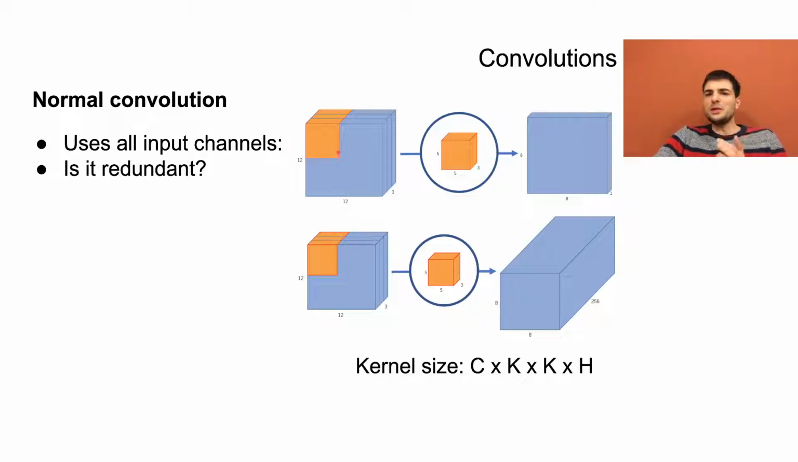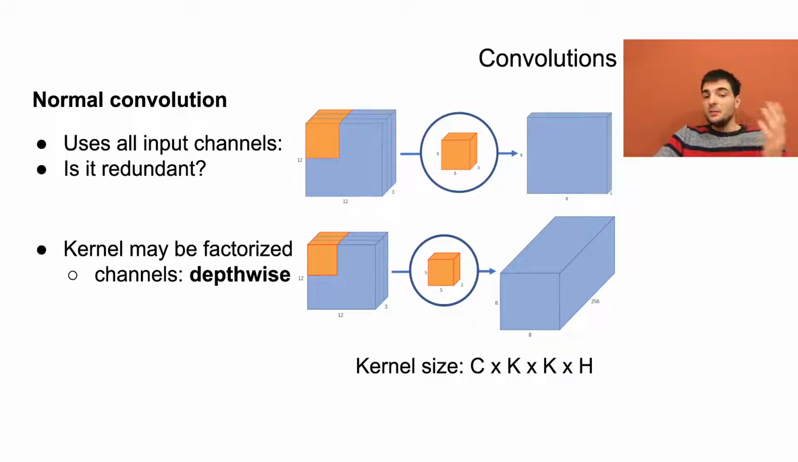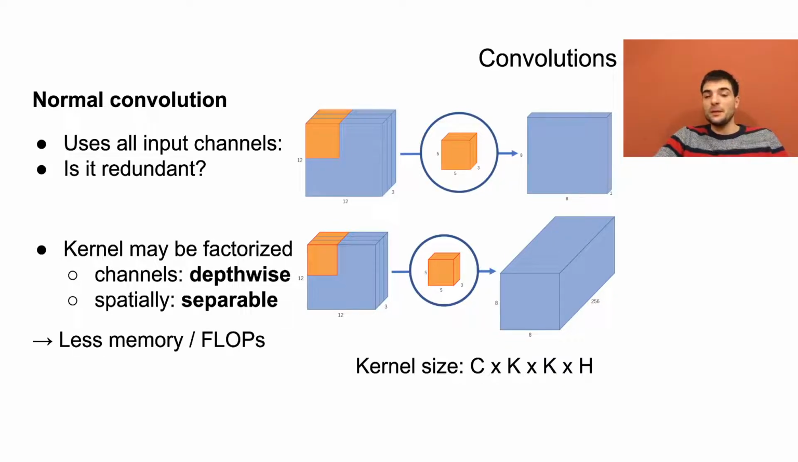But what if all the channels, or not all, but some of the channels are redundant? Why should we use all of them in every kernel, for example? Actually, here is an idea. A kernel might be factorized by channels, so we get depth-wise convolution, or spatially, so we get separable convolution. Let me give you a brief introduction of depth-wise and separable convolutions and explain what's going on. The main goal is to get a smaller memory footprint and reduce the number of FLOPs, floating point operations per second, to make our networks smaller, quicker, better, stronger, and so on.